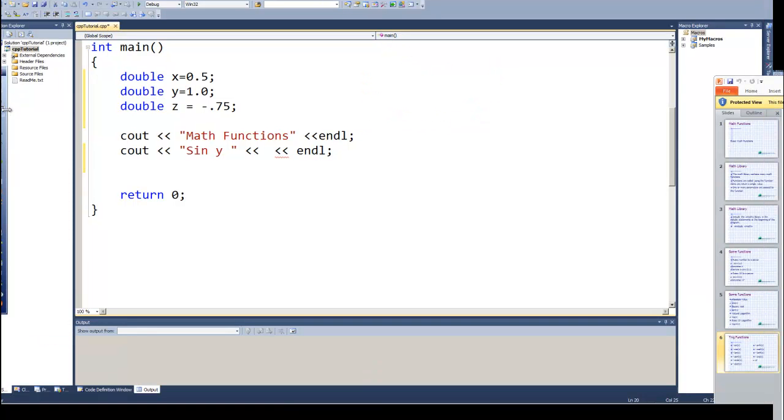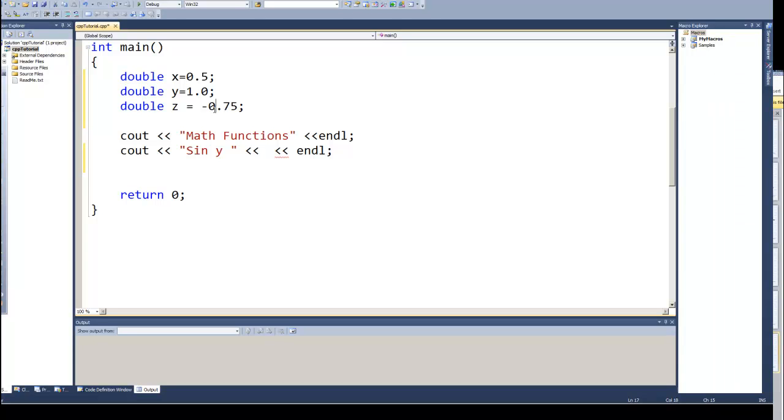So just to start with the basic functions, I've got a value of x of 0.5, a y of 1, z of 0.75, and I'm going to do the basic sine, cosine, and tangent functions using those variables. We'll assume they're in radians, and for the sine, it's sin, and then a single argument in the parentheses, whatever your variable is. So we'll use x.